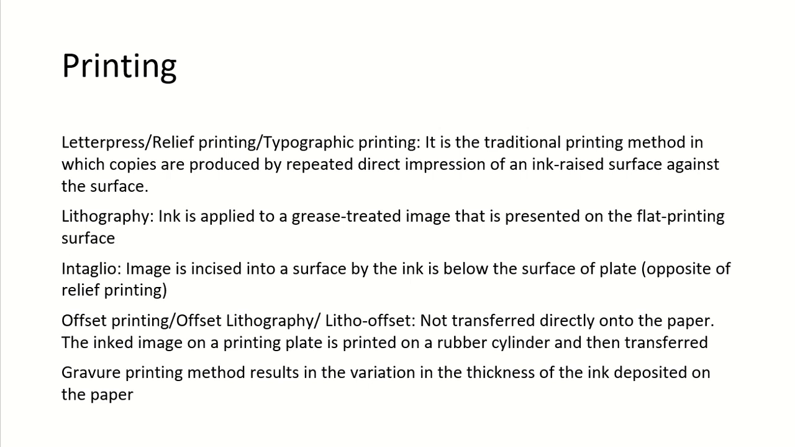In lithography printing, ink is applied to a grease treated image that is present on the flat printing surface. In intaglio printing, it is the opposite of relief printing. Offset printing, offset lithography or litho offset, in which the ink is not transferred directly onto the paper. Inked image on a printing plate is first printed on a rubber cylinder and then transferred to the paper. Gravure printing method results in the variation in the thickness of ink deposited on the paper.